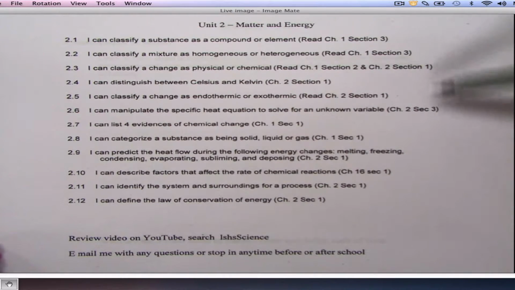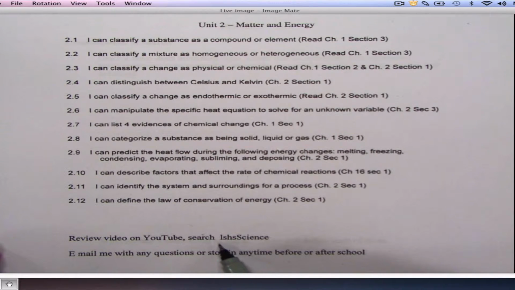Here are the 12 different objectives that you guys are going to see, which should have been handed out to you. It's also on your shared folder. Here is the place where I'm checking the videos out. Remember, no space in that, capital S. And if you need help with questions, there you go: before school, after school, or during academic seminar, whatever works out for you.